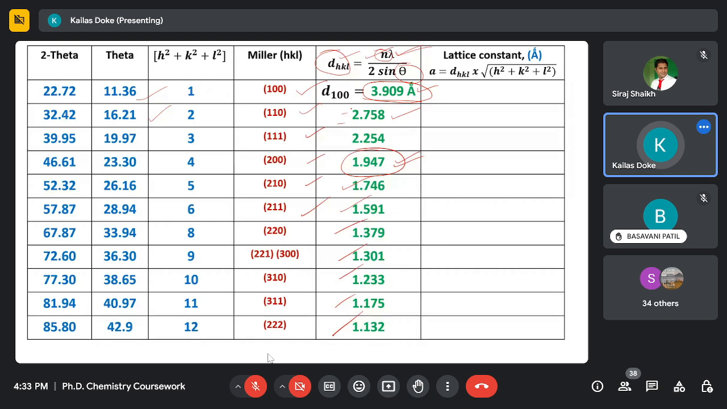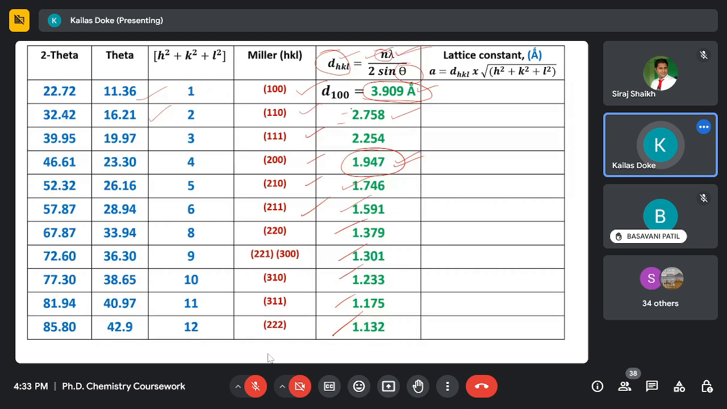So here we find the DHKL in the previous column. H square plus k square plus l square is already over here. So just do the multiplication. Taking the square root of h square plus k square plus l square multiplied by DHKL, we got the lattice constant for all planes in the cubical crystal. And we got the answers 3.909, 3.858, 3.904, 3.894, 3.904, 3.897, and so on. And all these numbers are almost constant.